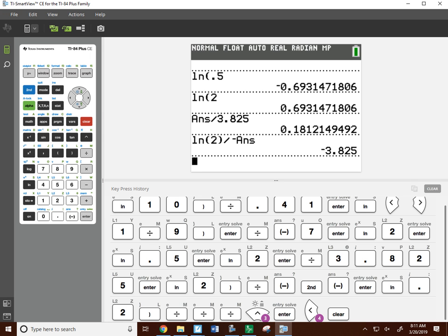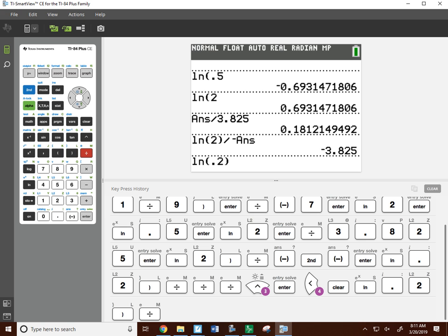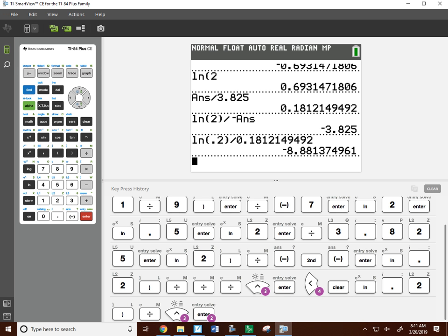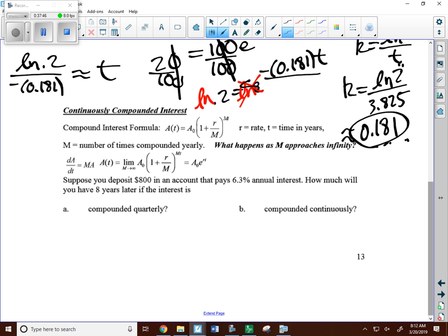Okay, this is 0.2. That's probably just wrong. Okay, well, I meant to have it be negative 0.181. Anyways, it should be positive then, 8.88. Let's write that's about 8.8, and t was in days.